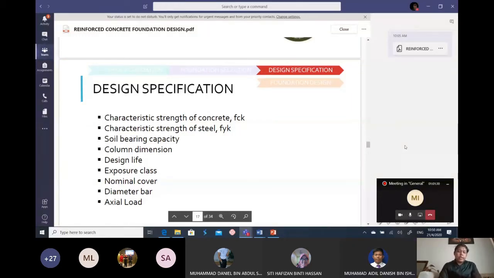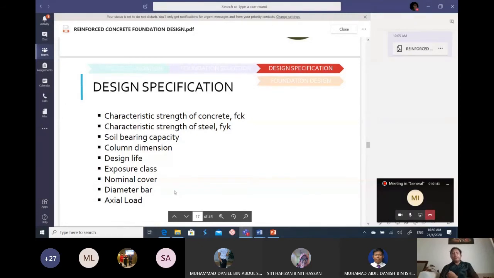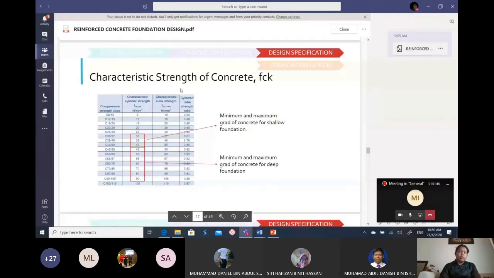Okay, so next is the design specification. The first one is characteristic strength of the concrete, then characteristic strength of the steel, soil bearing capacity, column dimension, design life, exposure class, nominal cover, diameter of bar, and also axial load. The characteristic strength of the concrete, fck: normally we will use at least a minimum of 30 MPa, maximum of 40 MPa for the shallow foundation. For the deep foundation, we can go beyond that.